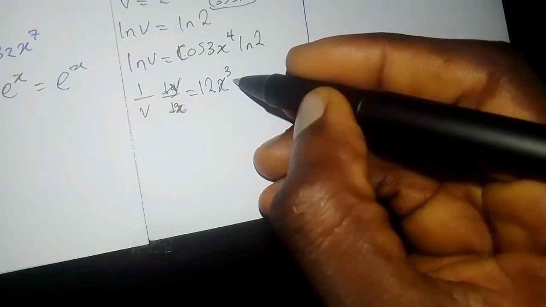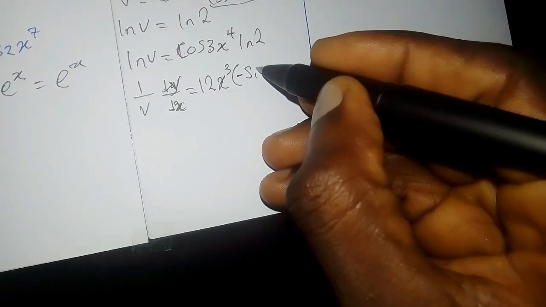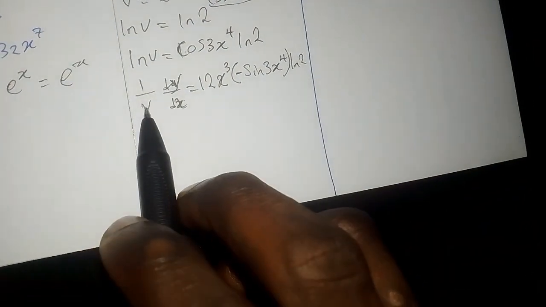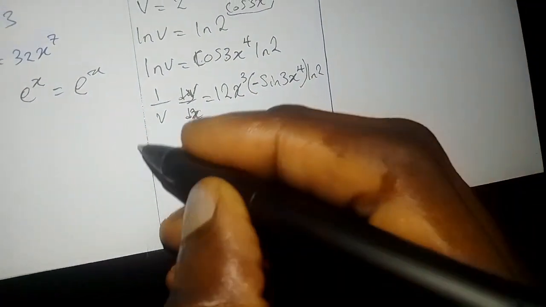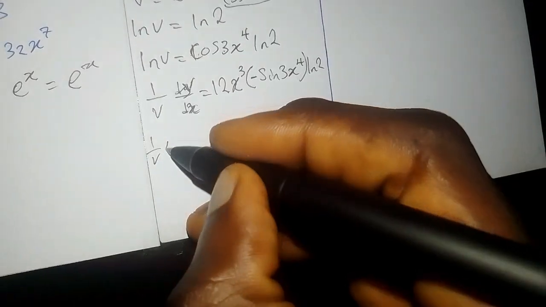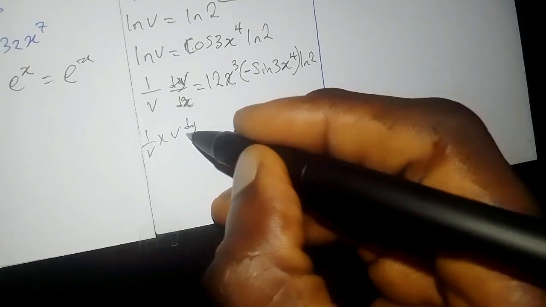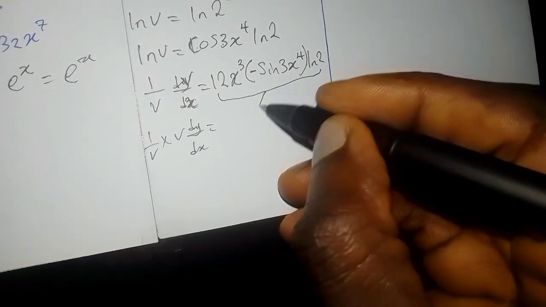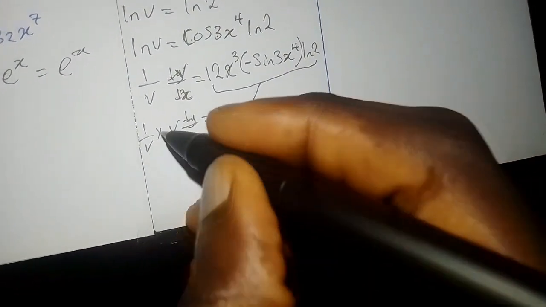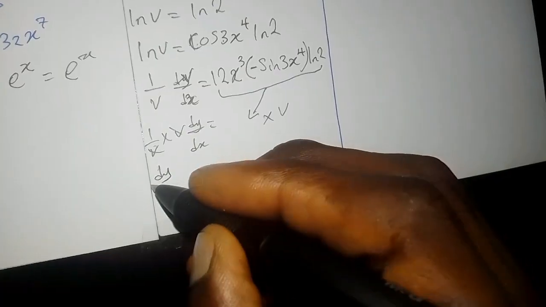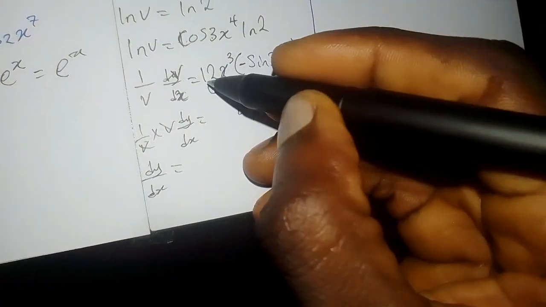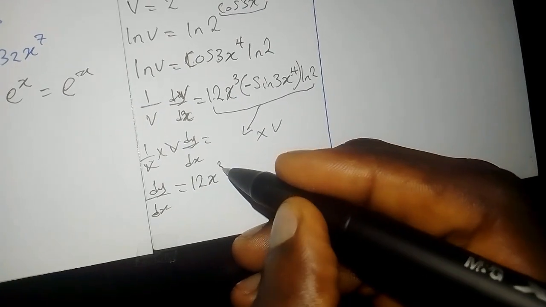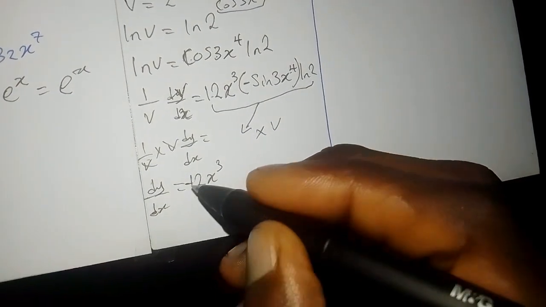Now I have to take this v away. I must multiply both sides by v. So we cancel v, that's 1 over v times v, dy dx equals everything I have here times v. So v can cancel v, then my dy dx will be equal to everything I have here, which is 12x raised to power 3. Okay, let me bring the minus out. That's minus 12x raised to power 3 sine 3x raised to power 4 ln 2 multiplied by v.